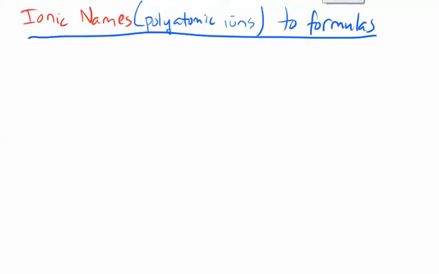Hello, this is Dr. Henry, and what we're going to look at in this video is how to write formulas when you're given an ionic name. We're really going to be looking at a lot of these that contain polyatomic ions. So let's do an example here. All right, so let's say you had ammonium phosphate.